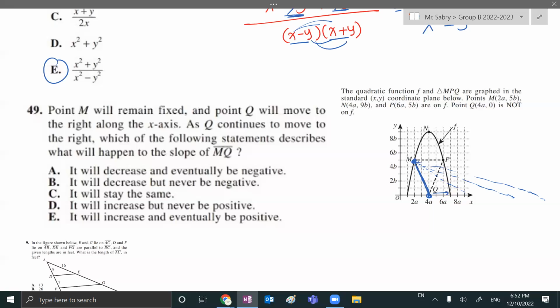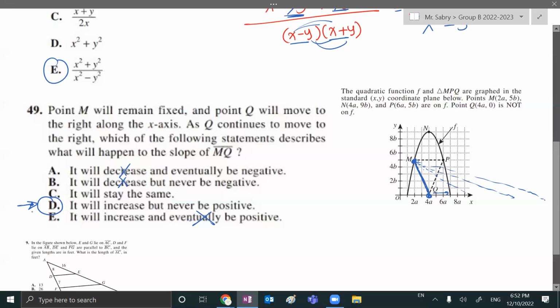It will increase from negative toward 0, but it will not even reach 0, ever. So it will increase, but never be positive. It will not decrease. It will increase and eventually be positive? No, it will not eventually be positive. It will stay the same? That's not true. So D must be the correct one.